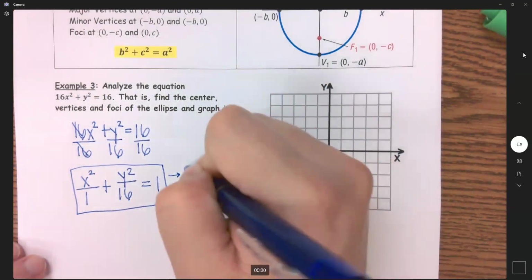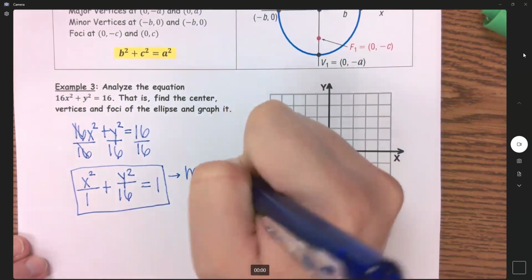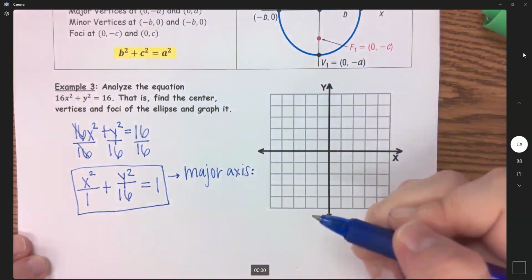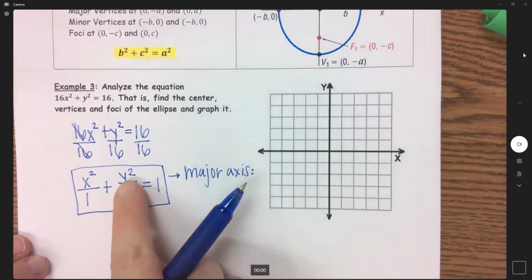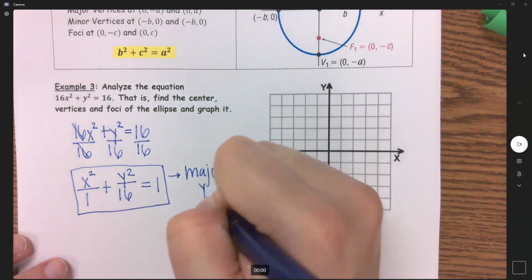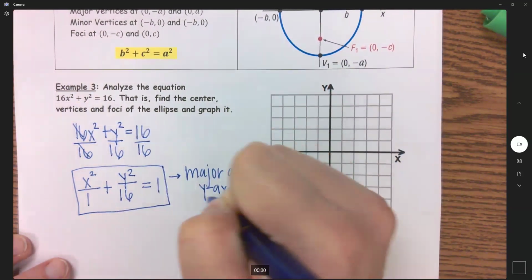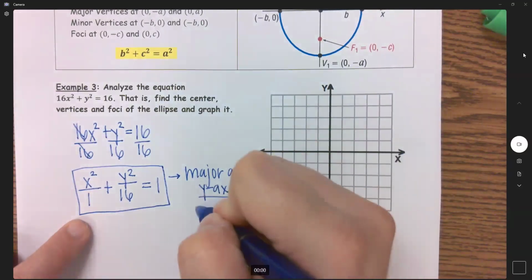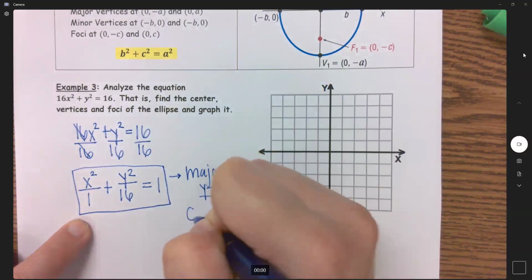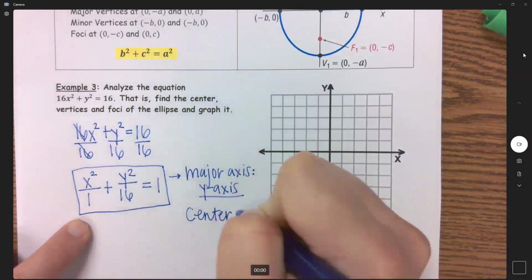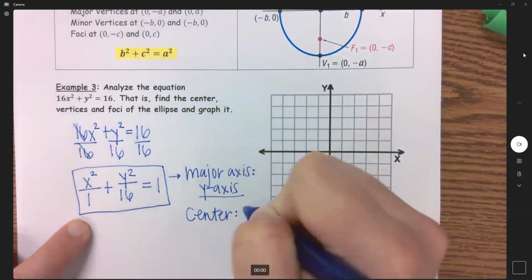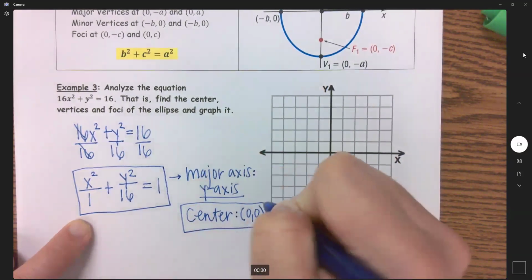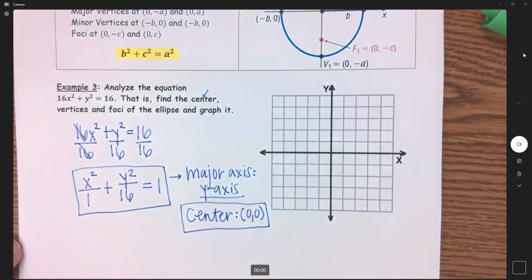First thing we always want to do is identify that major axis. And my major axis here, because my bigger number is under y, is now my y-axis. Okay, we can also tell from this formula here what my center is. And the center is at 0, 0, which is one of the things that we need to answer. So check, we have found that center.